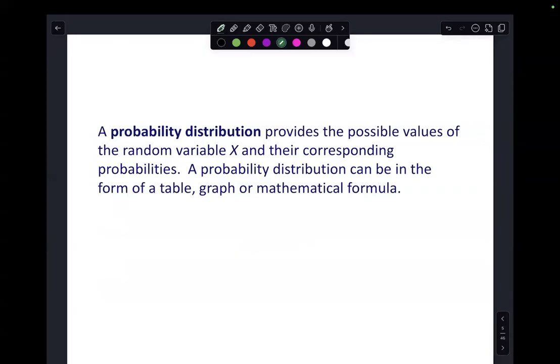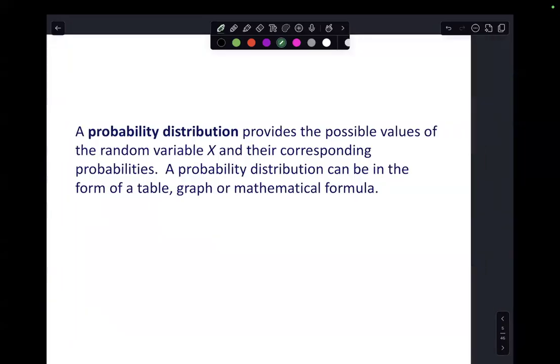So probability distribution, once again, all of the probabilities are going to add up to 1, and all probabilities are between 0 and 1, because I can't have a 113% chance of something happening. So it has to be between 0 and 1. So with our probability distribution here, we'll have all of the possible values in one column and then the probability of them occurring in the other column.